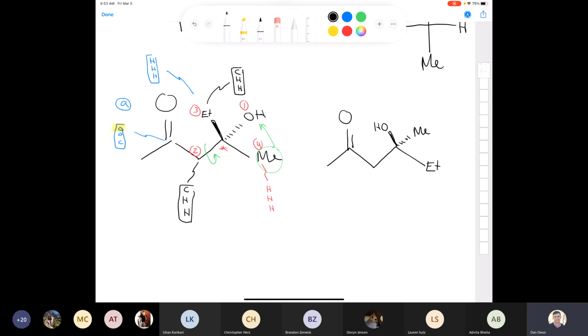So now our lowest priority group is going behind us. If we number these 1, 2, 3, and 4, like this, we see that we're going from 1 to 2 to 3 to 4, which is S. All of my students said that that stereocenter was S, so there's got to be some power in numbers, right? And so the stereochemical configuration is S. Okay, are you ready for it? There is another option, okay?